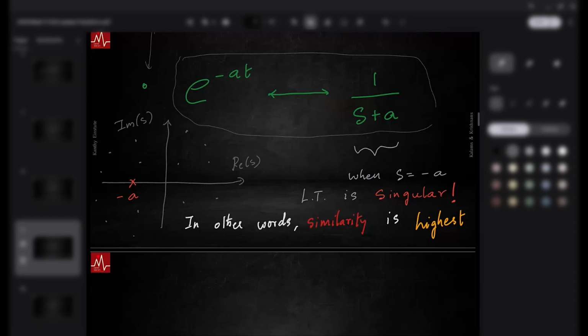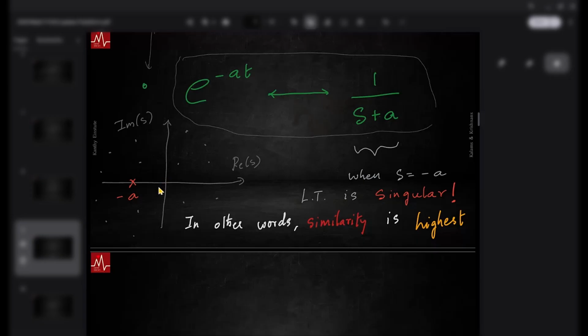If a is 0, that point is over here. When a is 0, you get a u function. This is a very quick way to recall the Laplace transform of e power minus at. The function is most similar at s equals minus a. The function is singular at s equals minus a.